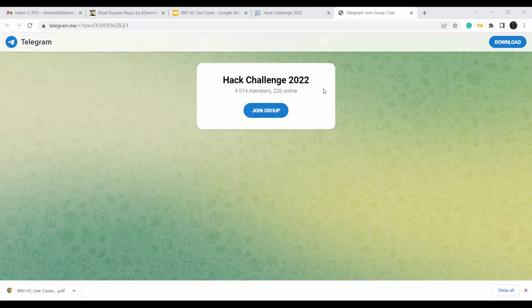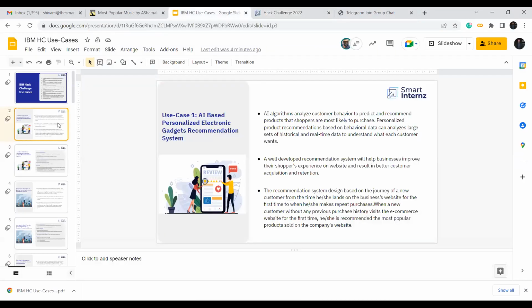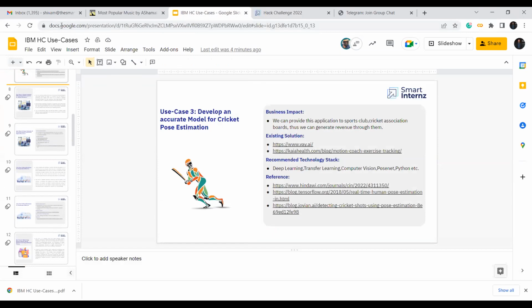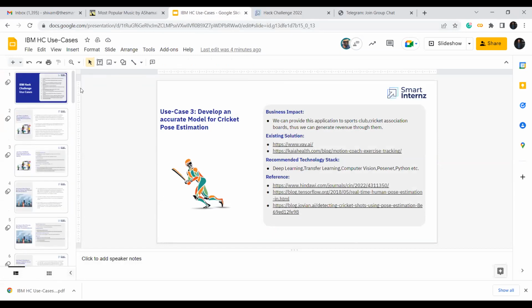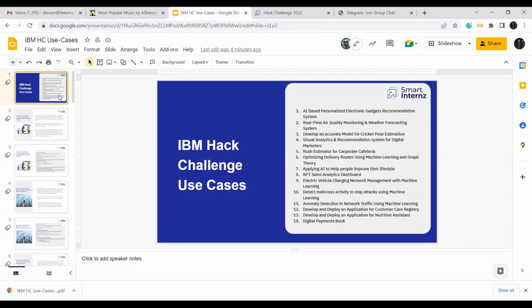We will share the entire PDF of these use cases, so don't worry, we will share it by tomorrow morning. You will get all the use case information, and you can also refer to the existing solution references which we mentioned there. I'm requesting that if you join as a team, that will be good. Individually also, if you want, you can join.